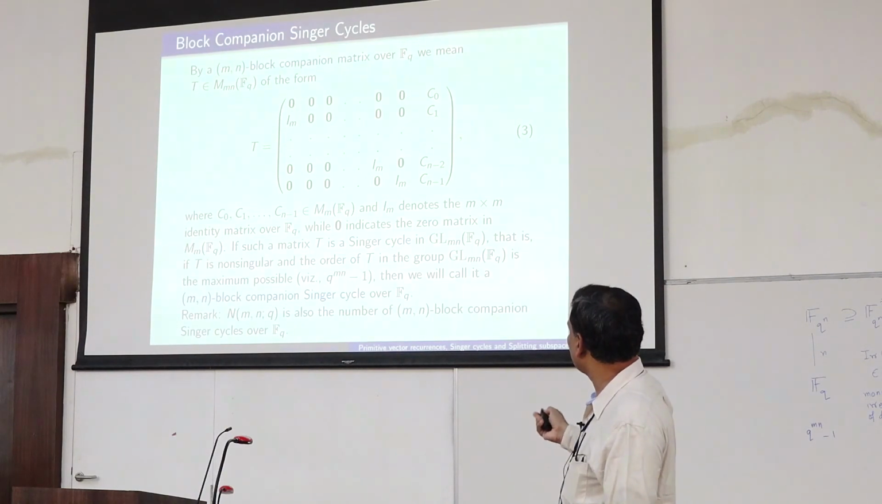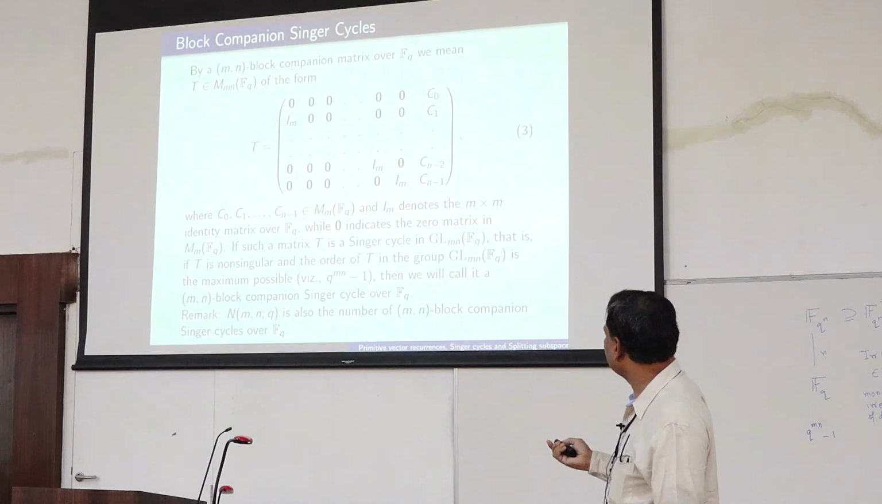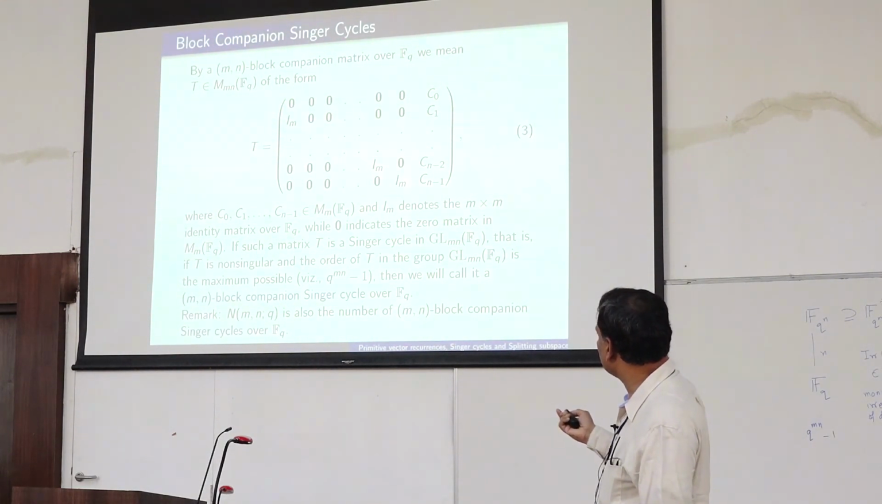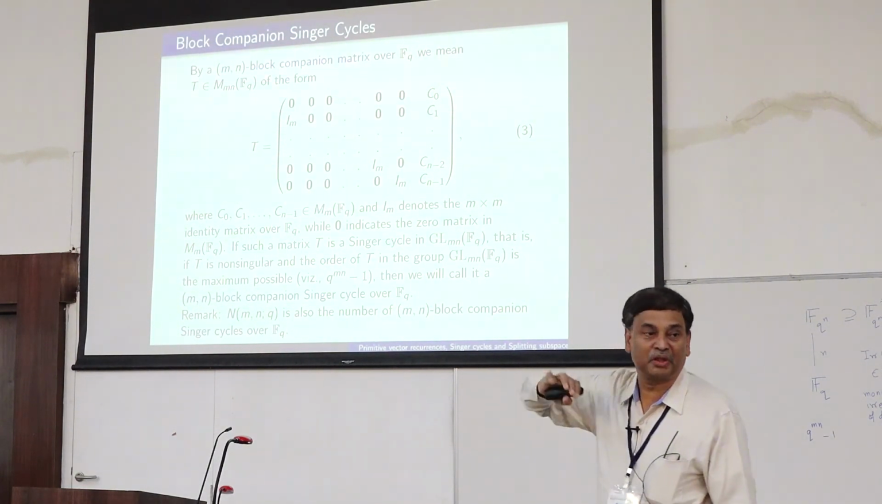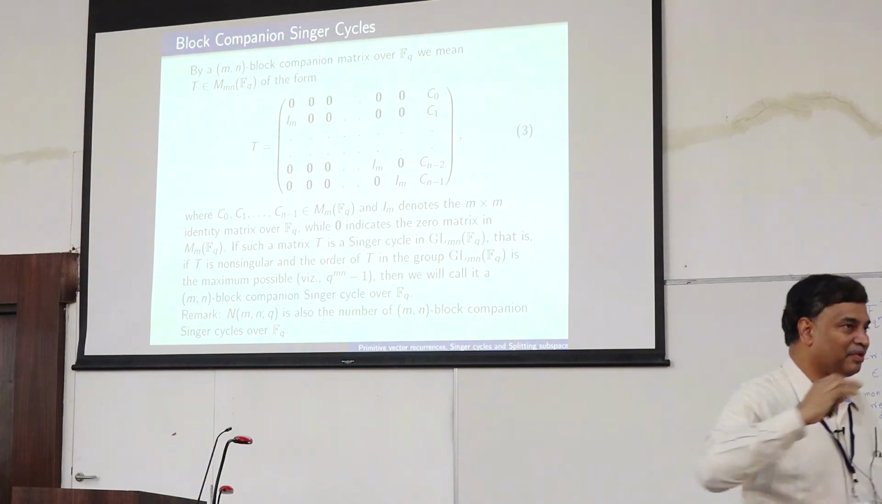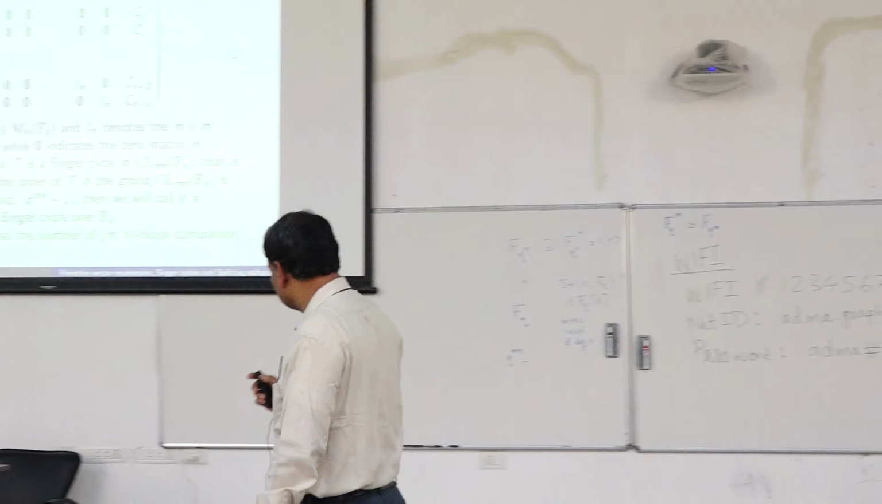By the way, although this looks horrendous, this is really an mn cross mn matrix. What is its determinant? That is kind of easy to see, because the only term in the block expansion that will survive is the identity blocks together with C0. So the determinant of this will be plus or minus the determinant of C0. In other words, this will be non-singular if C0 is non-singular. Okay. All right.